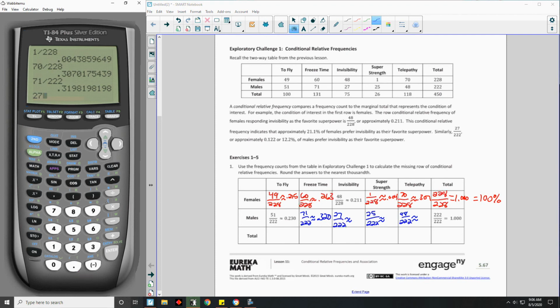27 divided by 222 is 0.122, the 6 will make that a 2, so this is 0.122. 25 divided by 222 is 0.113, and 48 divided by 222 is, 48 divided by 222, enter, 0.216.